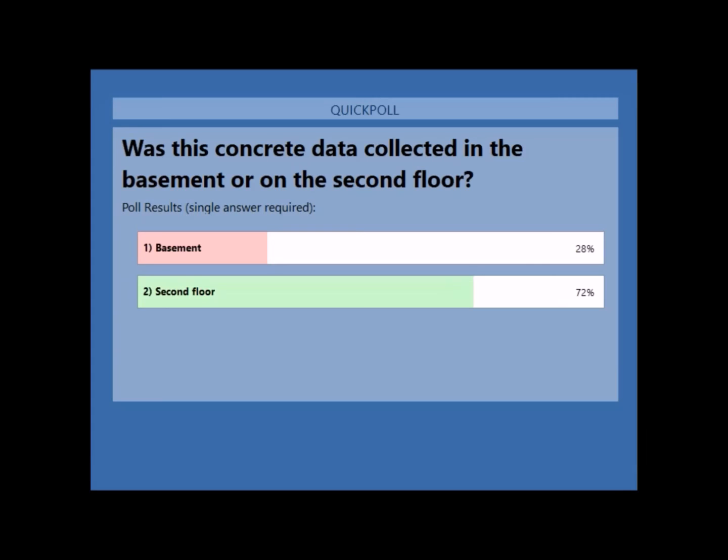Let me share the answer with you on this one. 72% of you got it right, and that is that this data was collected on the 2nd floor. The reasoning is that the very strong reflector under the rebar is the reflection from the concrete-air interface. The contrast from concrete to air is large and produces a high reflection coefficient. In the basement, there would be a concrete-gravel interface, which would be much weaker because the dielectric constant values are so similar, they would produce a very small reflection coefficient.